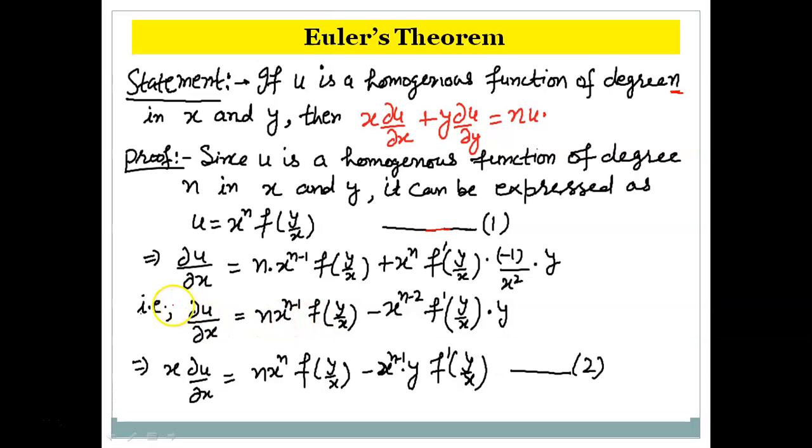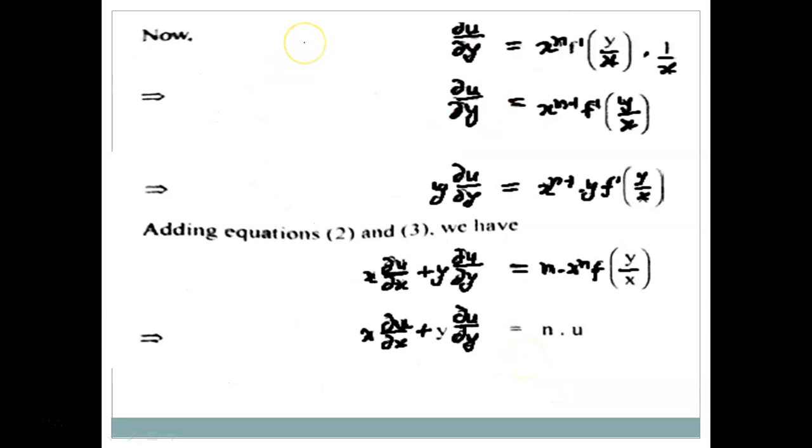So after simplification, we'll get del u by del x is equal to n into x to power n minus 1 f of y by x minus, when this square goes here, it becomes x to power n minus 2, and this minus sign will be there, f dash y by x. Further simplification gives you the second equation. When you multiply this equation with x, you are multiplying x throughout in this part, so you get this equation 2. Exactly in the same manner, we can obtain del u by del y.